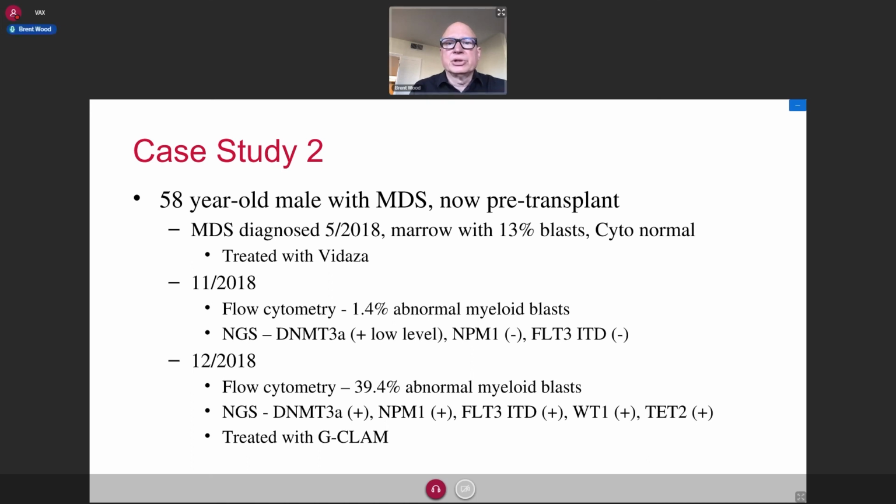So case study number 2: we have a patient who had MDS who progressed over time to develop a frank AML with the accumulation of genetic mutations that included the NPM1 mutation. Next.